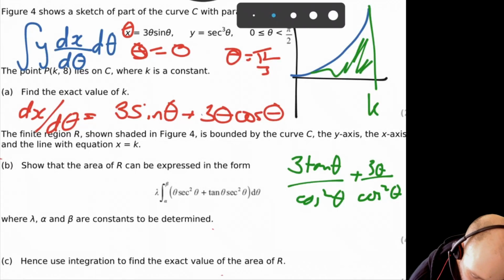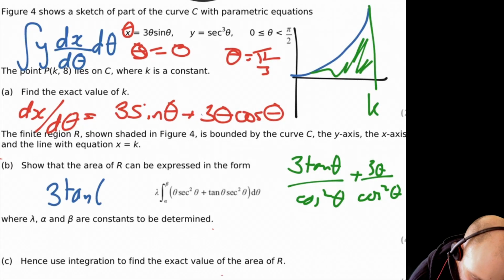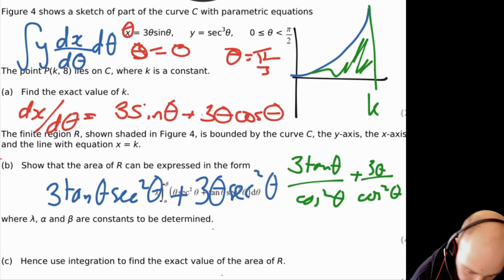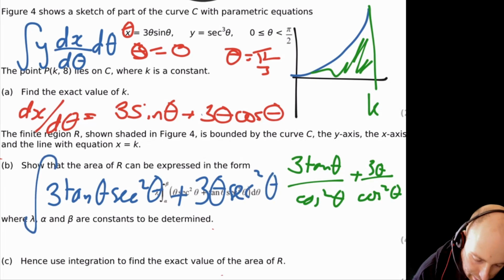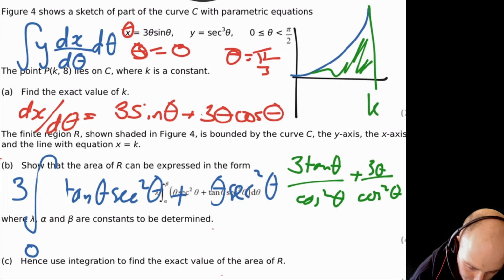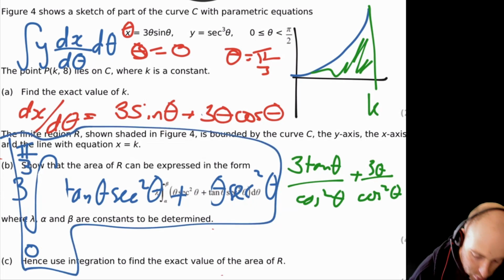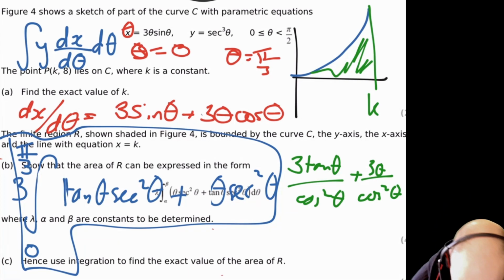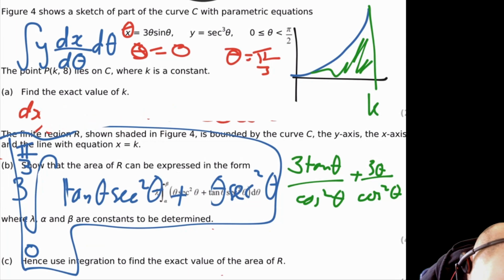So 3 tan theta sec squared theta plus 3 theta sec squared theta. I can take the 3 outside the integral. And 0 and pi by 3. That is my answer to part B. Okay, last bit, so we actually need to do that integral.